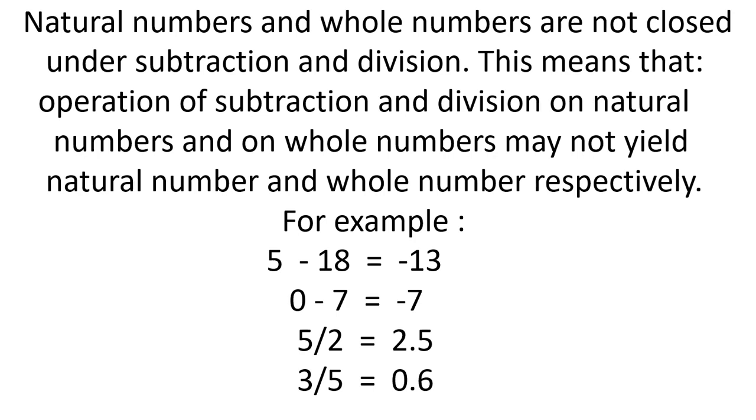Now 5 by 2 is equal to 2.5. When you divide 5 by 2, you get 2.5. Now 2.5 is not a natural number, so they are not closed under division. 3 by 5. When you divide 3 by 5, you get 0.6. Again 0.6 is not a natural number. It is not a whole number. So from this we understand that natural numbers and whole numbers are not closed under division and subtraction.